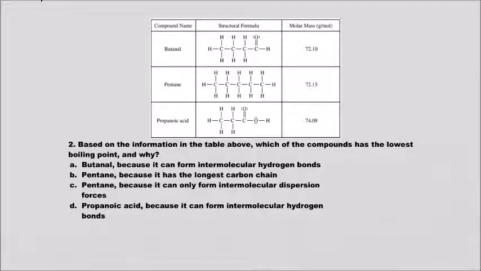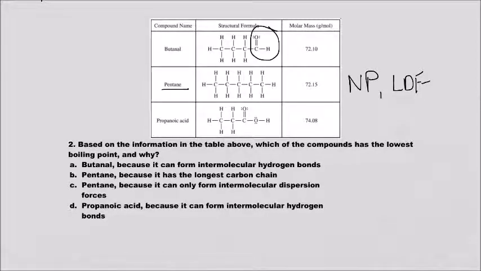Okay, number 2. We've got 3 different structures in the table, and we're asked which one had the lowest boiling point of the 3. If it has the lowest boiling point, since these are all molecules, it's going to be with IMF. So let's take a look at the structures. I notice this butanol, we see a double bond O and a hydrogen. Pentane, it's just carbons and hydrogens. That tells me it's nonpolar.